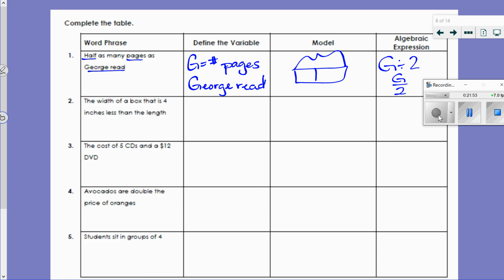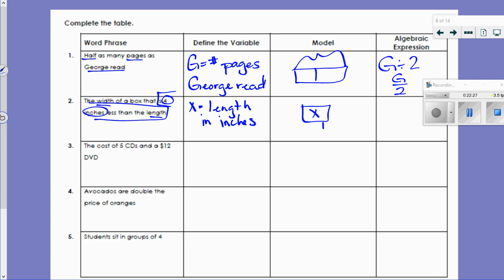On number 2, this one's a little confusing because they give us the width and the length and then 4 inches. Here's your key, guys. They're basically giving you perspective to understand what you're comparing. The whole piece here, 4 inches less than the length, that is the part that tells me what I don't know. So I don't know the length. So I'm going to use X is length in inches. My model, it's a less than model. So I have my length, and I know that it is 4 inches less than that. So my expression, X minus 4.